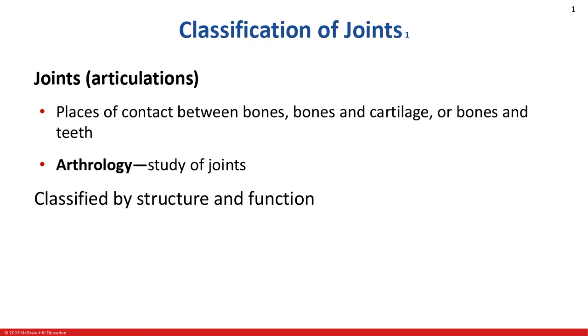So the examples that we like to talk about when we're talking about joints, otherwise known as articulations, are where you're going to have bones contact another bone or cartilage or even teeth. So those are where we're going to find our joints. It's going to be bone on cartilage, or bone and teeth. And the study of joints is arthrology. So if you ever are reading a medical report and it talks about arthropathy, then they're talking about some sort of pathology that's going on in the joint.